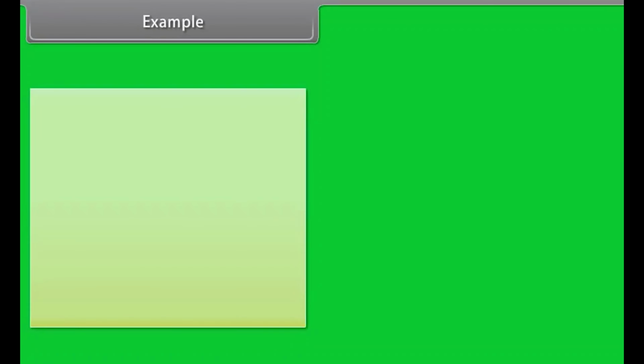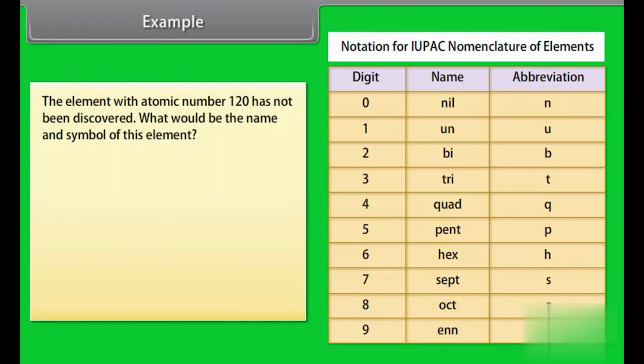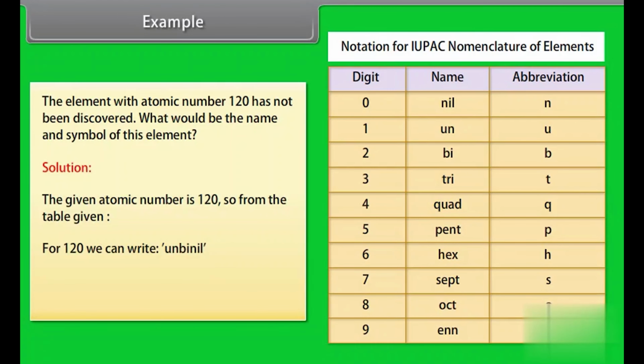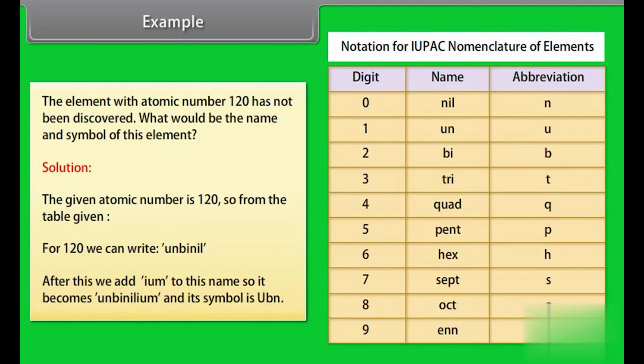Example: the element with atomic number 120 has not been discovered. What would be the name and symbol of this element? Solution: the given atomic number is 120. So, from the table given, for 120 we can write unbenyl. After this, we add -ium to this name, so it becomes unbenylium, and its symbol is Ubn.